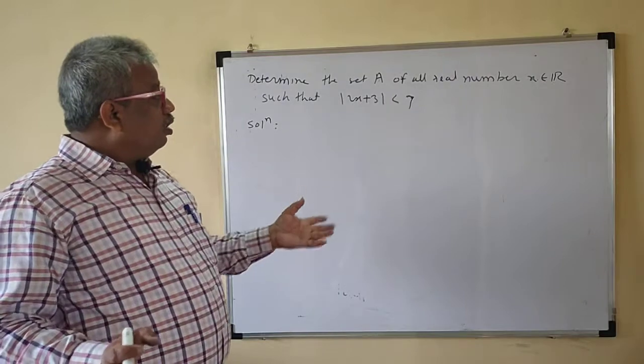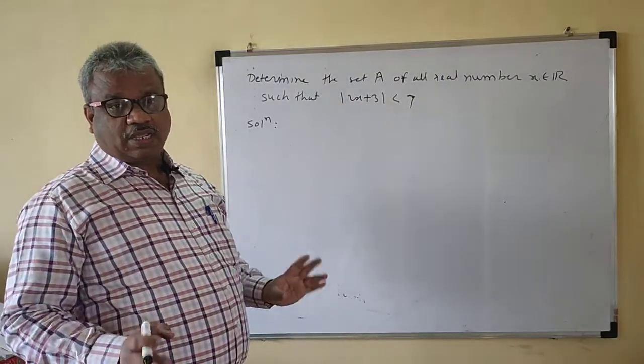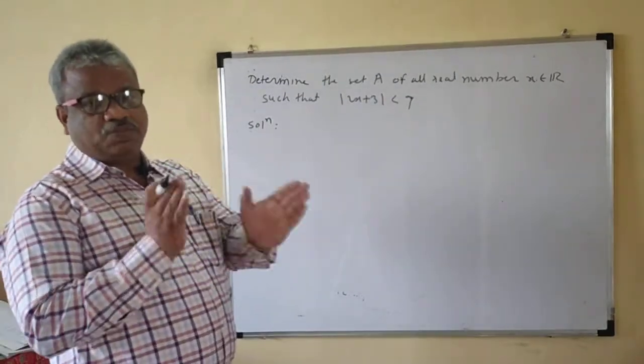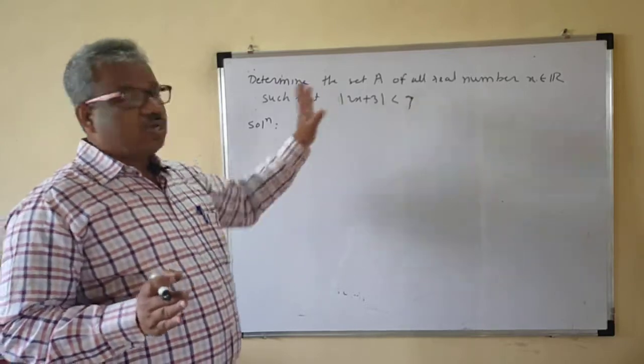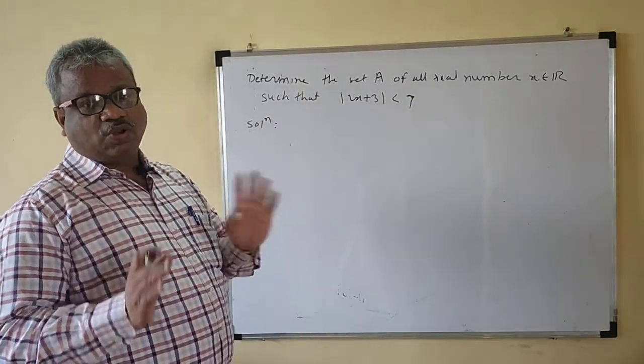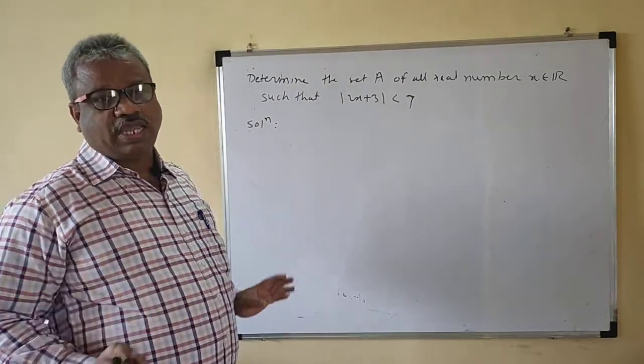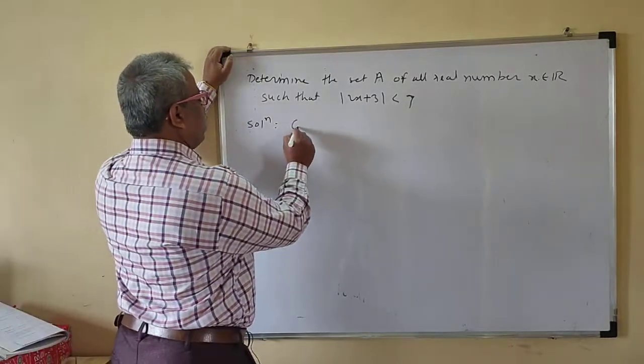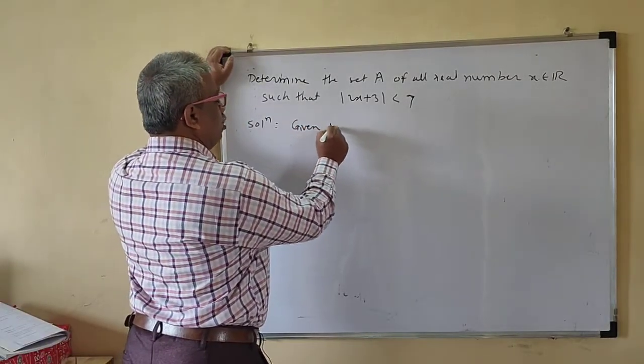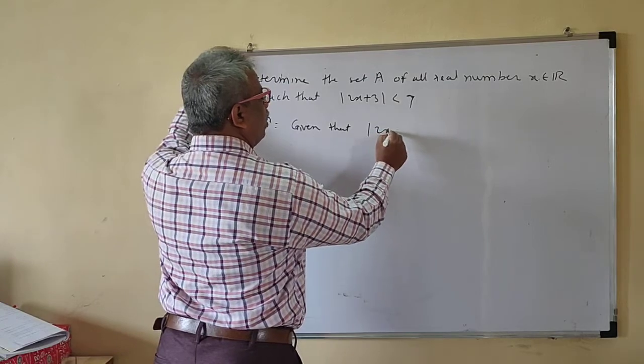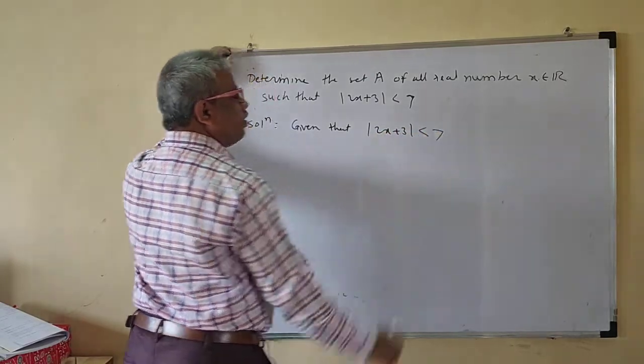So this is mod of 2x + 3. You want only the x. How will x be? So you want x. What we have given is that mod of 2x + 3 is less than 7.